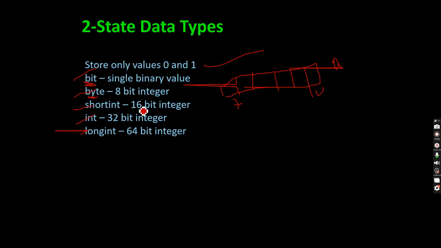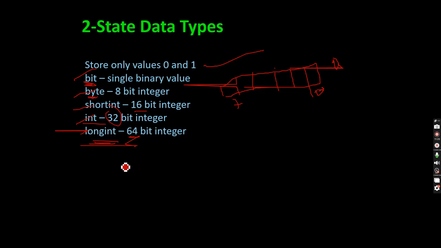This is short int. This is also 16 bits. The numbering system is from 0 to 15, so it is able to store 16 bits. And int is actually 32 bits. So just know the difference between int and integer. Note down this question: what is the actual difference between int and integer? Okay. And long int means it stores 64 bits.